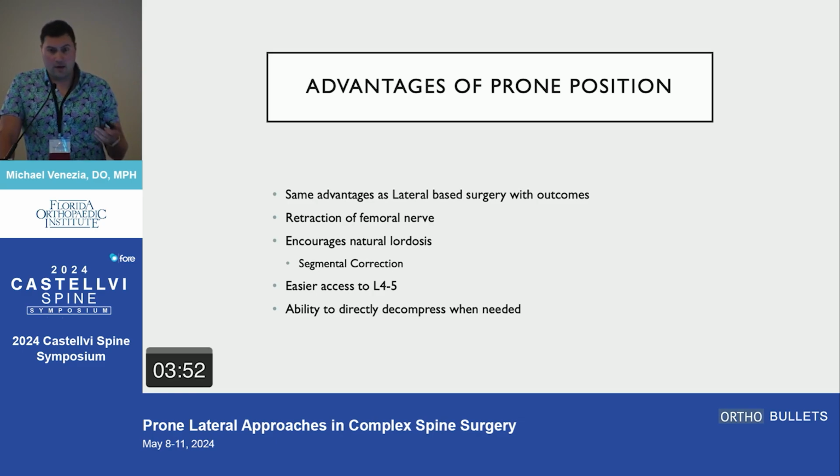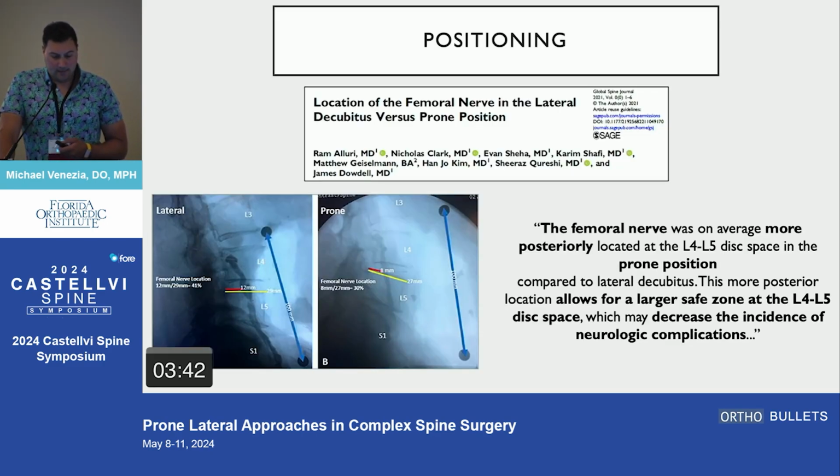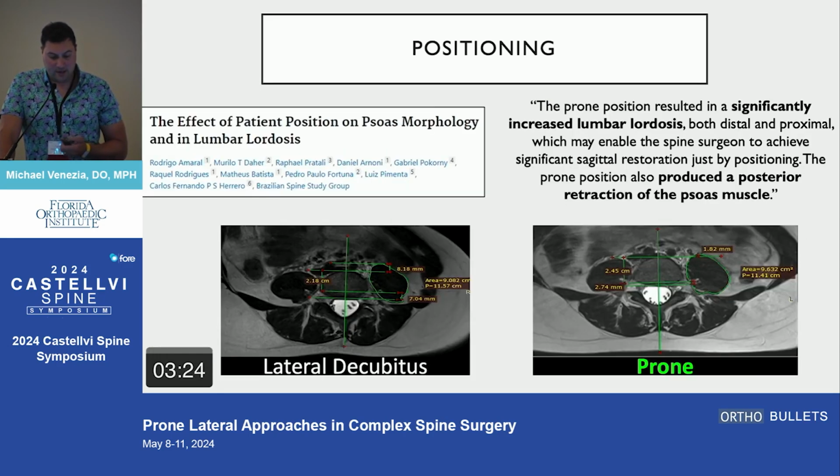We're prone now on an open Jackson table, encouraging that segmental correction. And the bolsters that we utilize allow for some more coronal correction and easier access to L4-5. So Hanjo and the team up at HSS looked at the actual position of the femoral nerve with the prone position with the hip bolsters extended, and they utilized dye essentially, and they did find that there was an increased safe zone to dock your retractor more posteriorly in these patients.